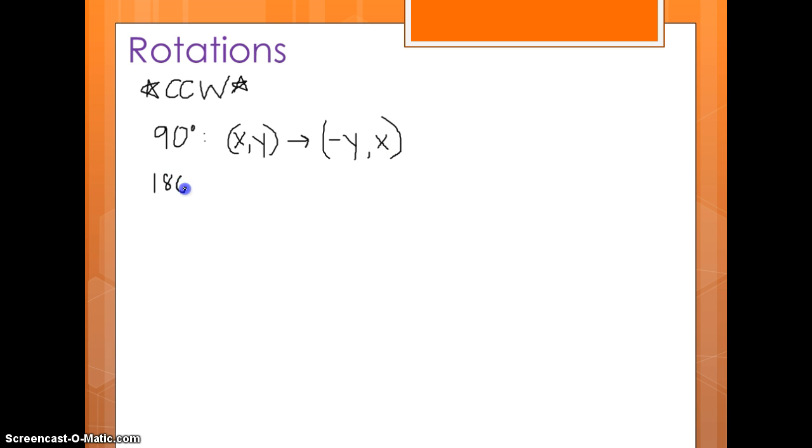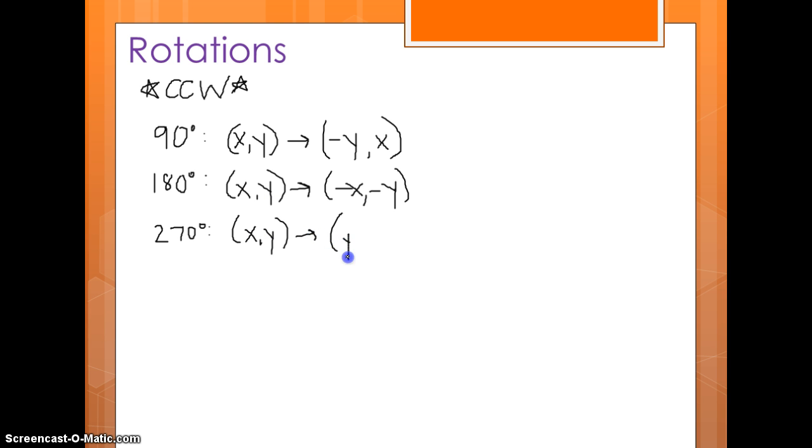180 degrees counterclockwise, (x, y) would map onto (negative x, negative y), and 270 degrees counterclockwise, (x, y) maps onto (y, negative x).